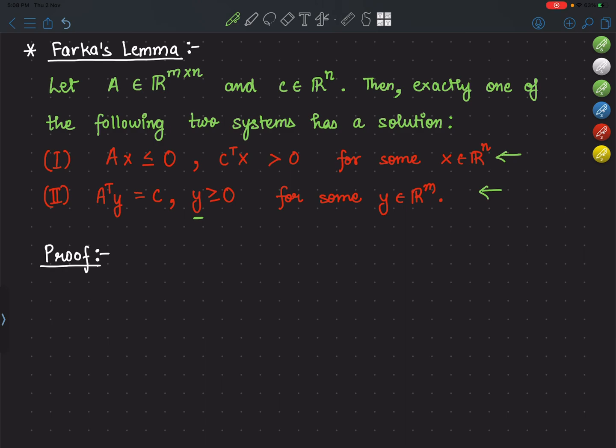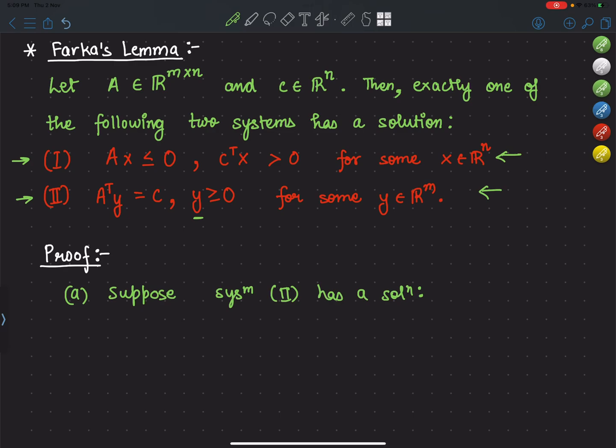So how do we prove this? We'll assume that a solution of one of these two systems exists, and we'll prove that the solution for the other system does not exist, and then we'll do vice versa. For the first case, let's assume system 2 has a solution, and we'll try to prove that system 1 does not have a solution.